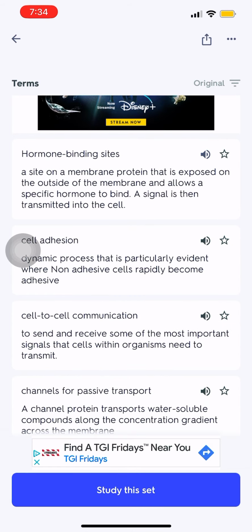Hormone binding sites, a site on a membrane protein that is exposed on the outside of the membrane and allows a specific hormone to bind. A signal is then transmitted into the cell.